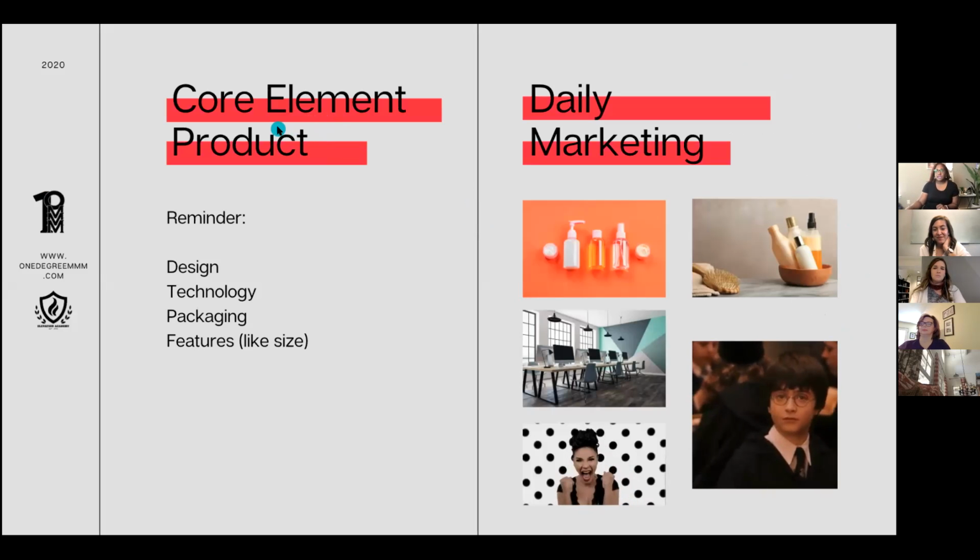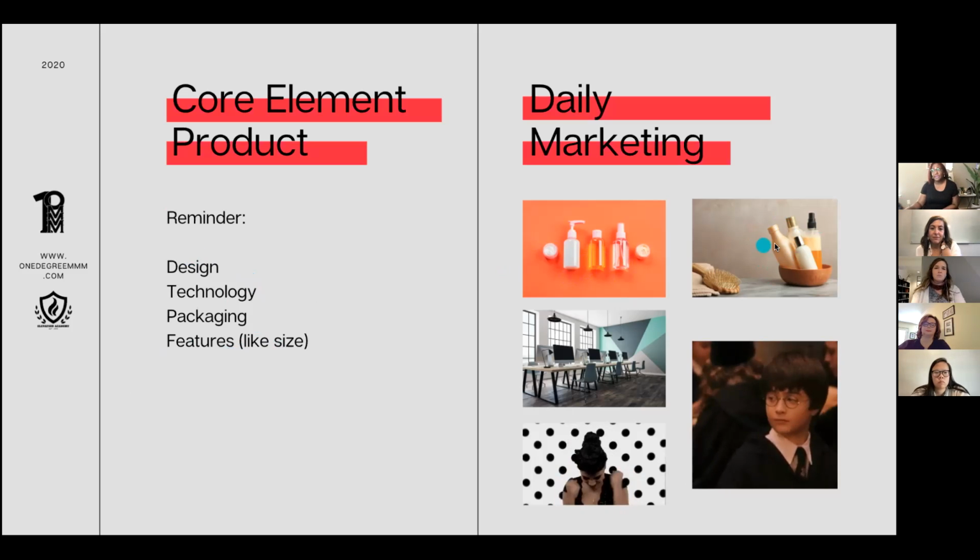So let's start with the product element, right? So just as a reminder for your product, and when I say product, please know that that means service or otherwise, right? That's just the P that's in the marketing mix element. Product is whatever you're offering. That's your offering. So just as a reminder, we have design, technology, packaging, features like size and that kind of thing. So over here, let's think about our daily marketing. If I were a beauty brand, for instance, then I may decide to tell people, hey, we use really nice ingredients. This is what it's made of. These are the sizes that they come in. So these are very kind of literal things that I'm explaining to them.